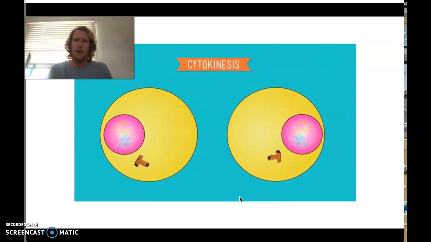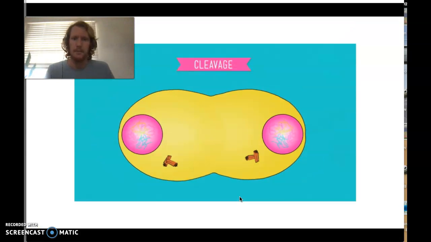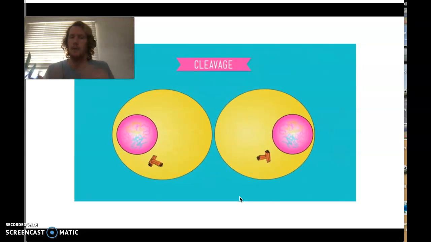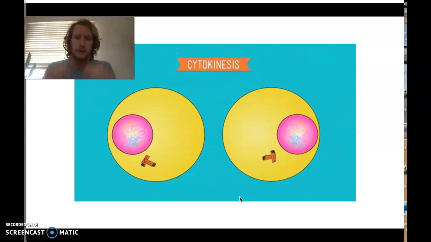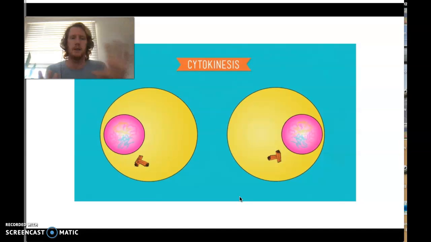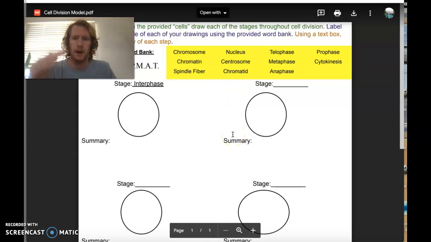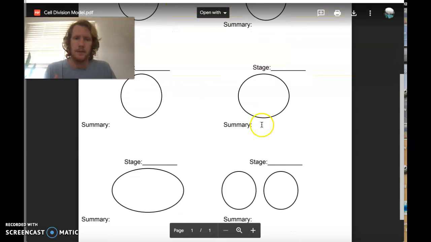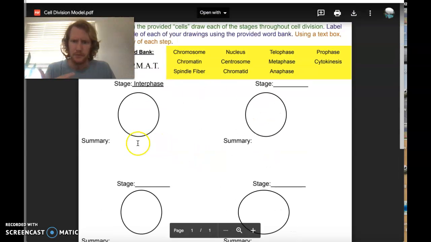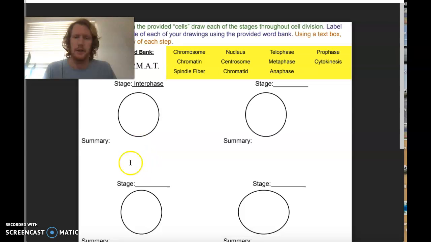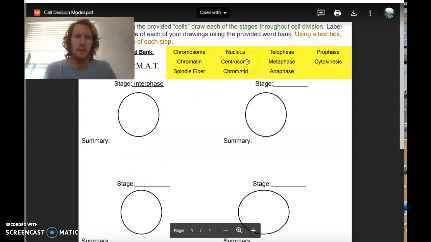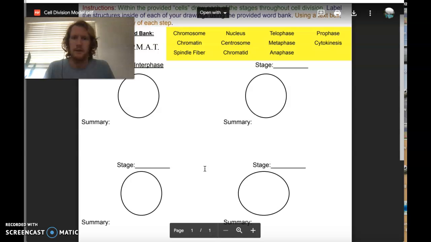Thanks. Feel free to watch it multiple times. Feel free to pause, go back, whatever you need to do to finish out your notes and complete the assignment here. I'll show you where you're going to be drawing each of these steps, labeling what stage it is, and finally doing a summary there at the bottom. On the top, we have a word bank to use for your labeling. Some of these words will be used more than once because they're within different portions of the stages of cell division.